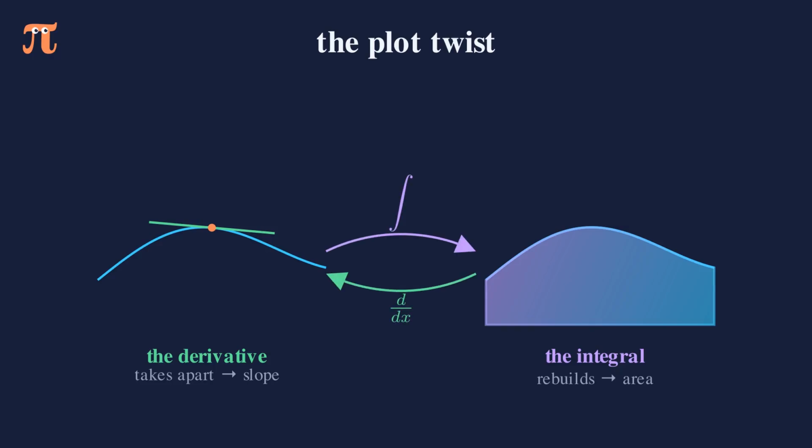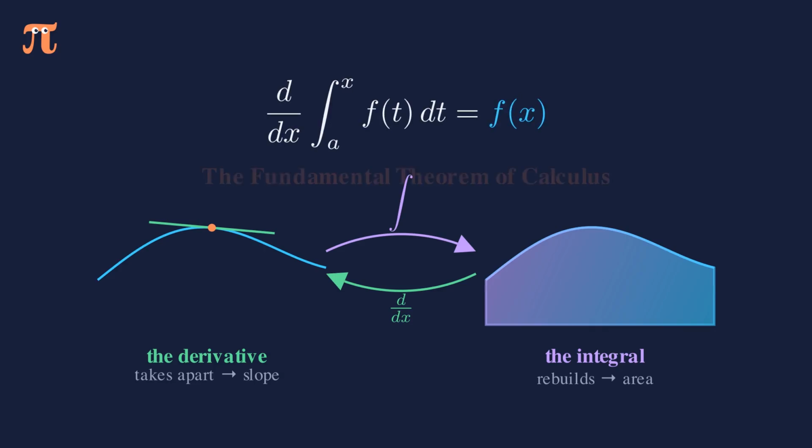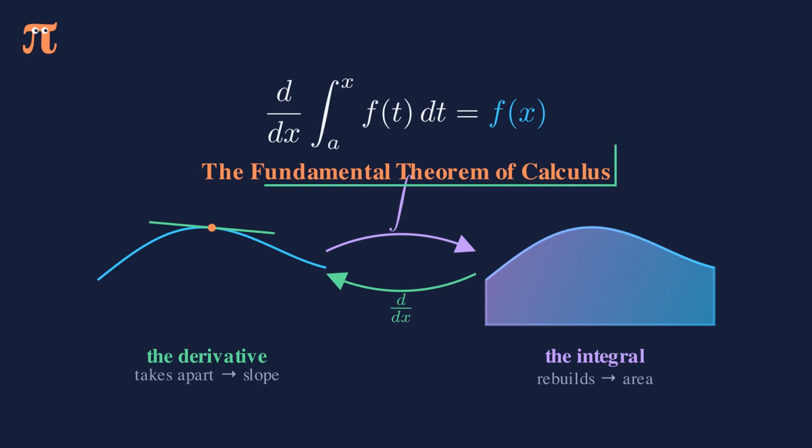The derivative cuts a curve into instant rates of change. The integral adds those pieces back up. One takes apart, the other rebuilds. So finding area and finding slope turned out to be the same question, asked from two directions. That link has a name, the fundamental theorem of calculus. Two problems 2,000 years apart, secretly one.